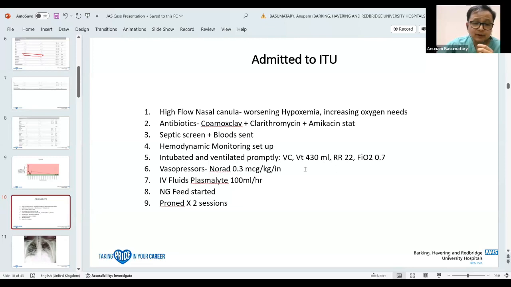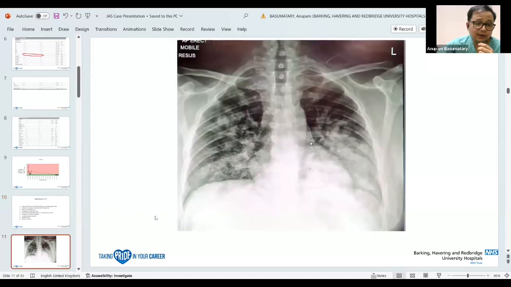We didn't have to give too many fluid boluses because we were a little reluctant to give more fluid boluses given the fact that his chest is so congested. We gave maintenance doses. Normally, we put the NG during the intubation, and he was promptly started on NG feed at a slow start. But later on, he had to be proned for 2 sessions, I think, on the day of admission, and then also on the second day of admission.